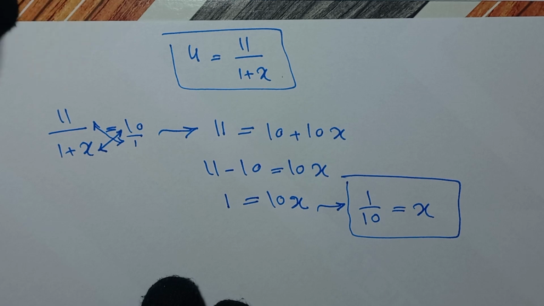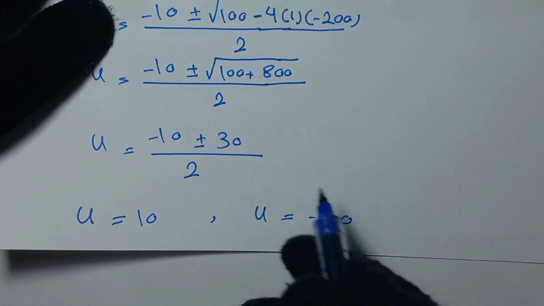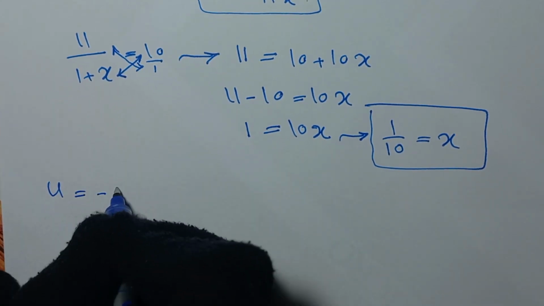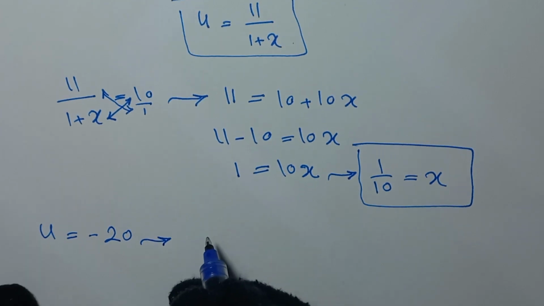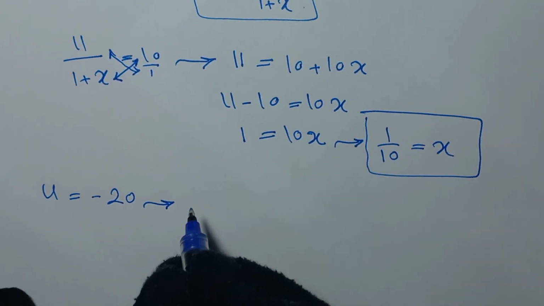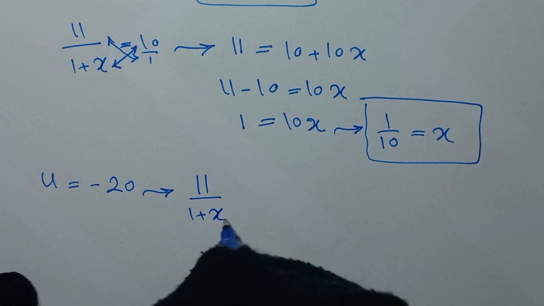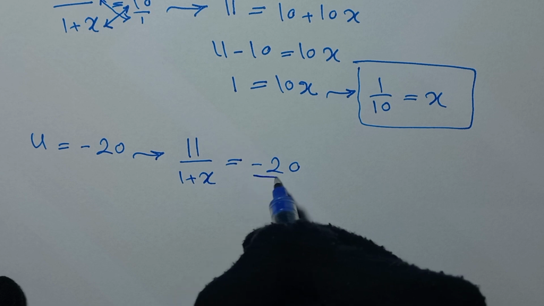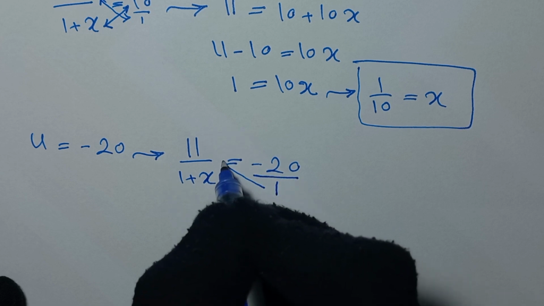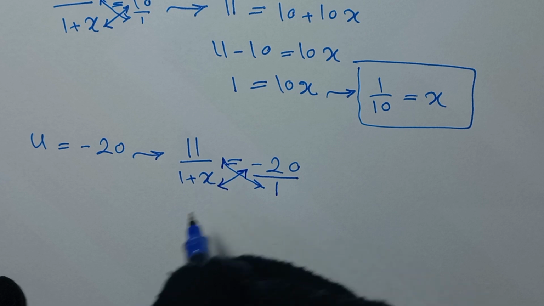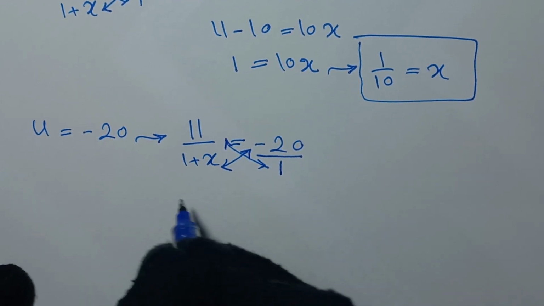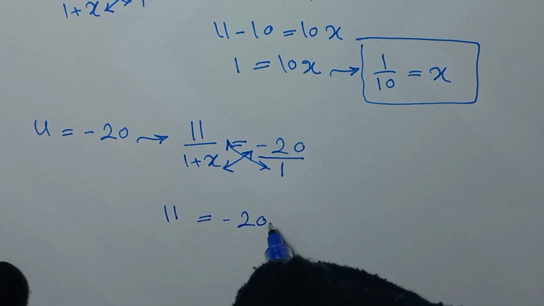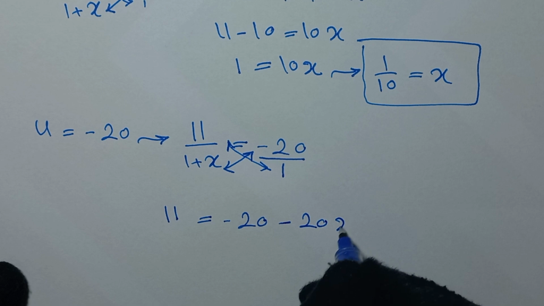And here u is equal to negative 20. So we write for u equal to negative 20, u is 11 over 1 plus x. So 11 over 1 plus x is equal to negative 20. We can write negative 20 as negative 20 over 1, and we use cross multiplication: 1 times 11, which is 11, is equal to negative 20 times (1 plus x), which is negative 20 minus 20x.